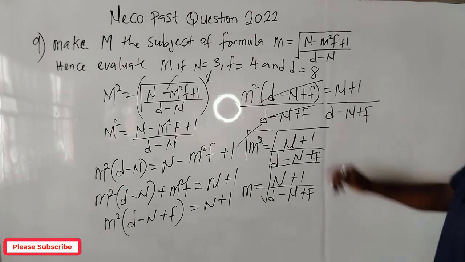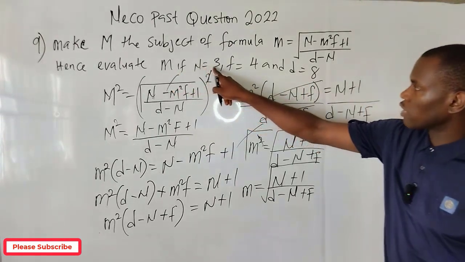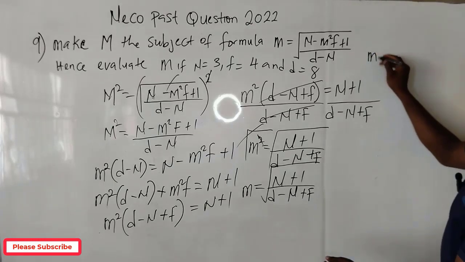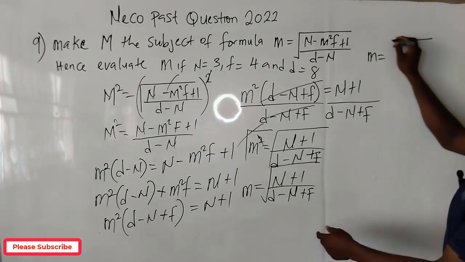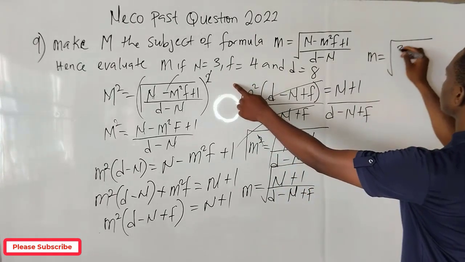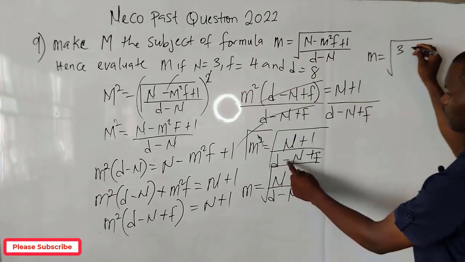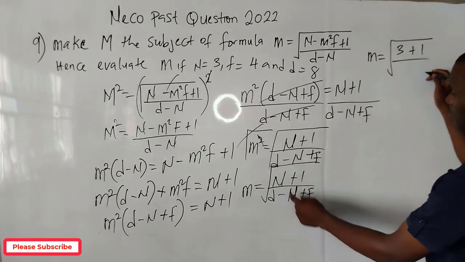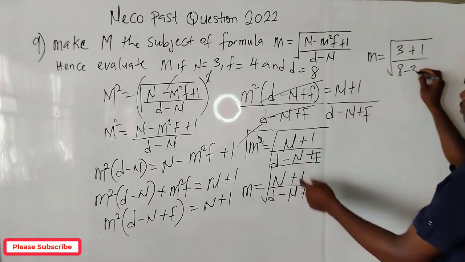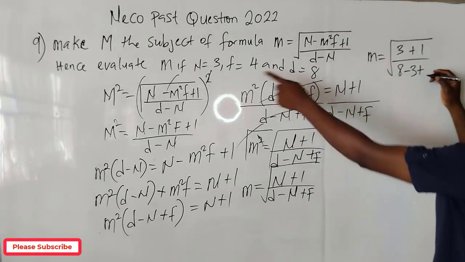But recall that we are asked to evaluate m given the values of the variables we have here. So we simply substitute. My m will be equal to the square root of, my n is 3, plus 1 over, my d is 8, minus n, which is 3, plus f, my f is 4.